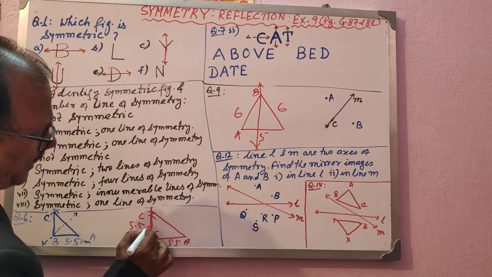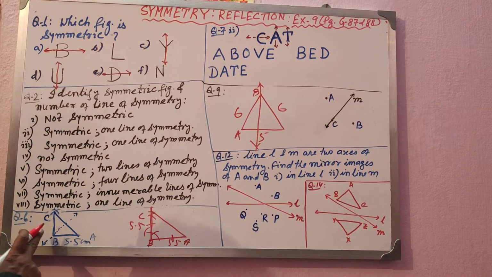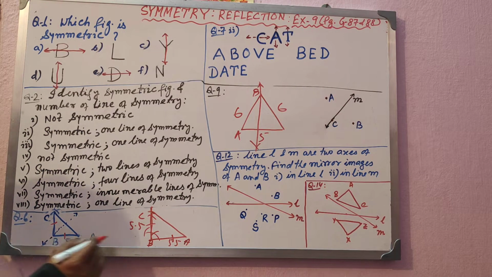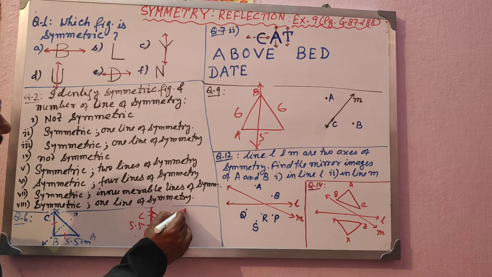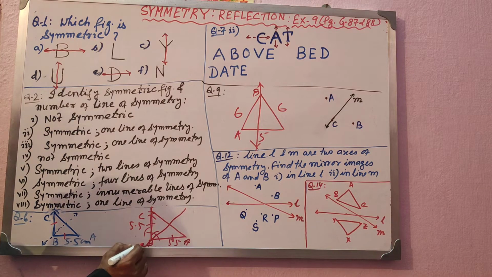You will find what type of triangle? You will find an isosceles triangle. And through vertex B, if you draw a line of symmetry, it will have only 1 line of symmetry, isn't it? So this way you draw it.